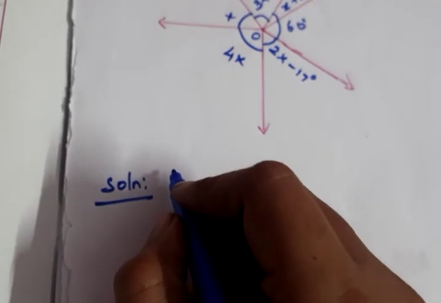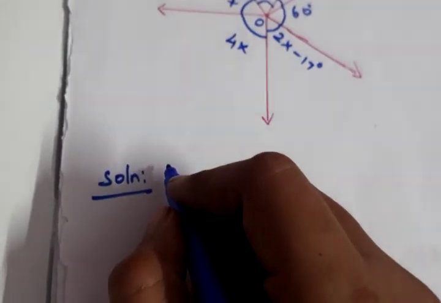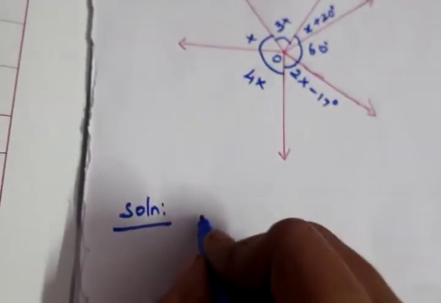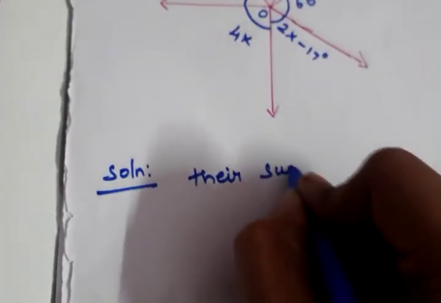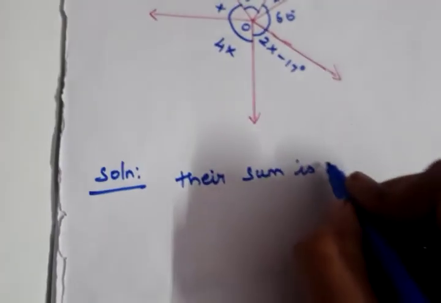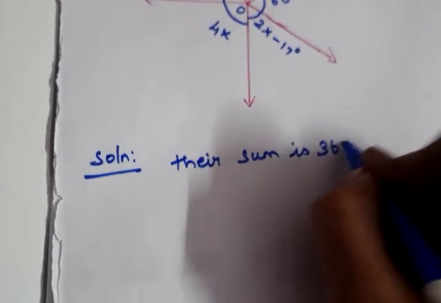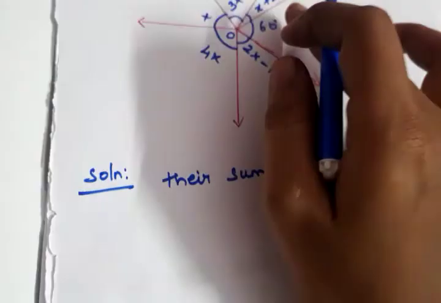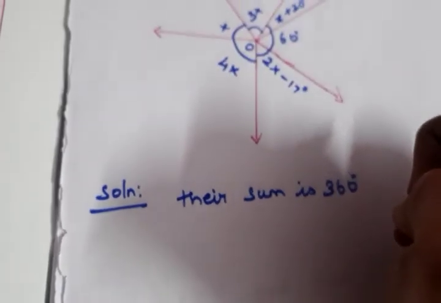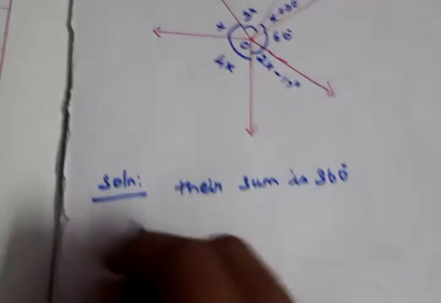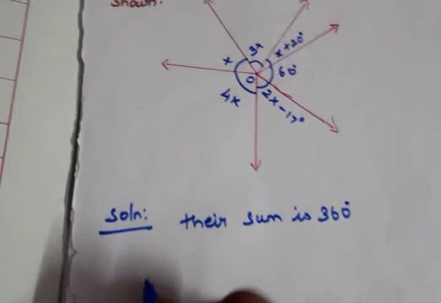Six angles are formed around a point. Their sum is 360 degrees. So all the angles are added, and we get a value of 360 degrees. The sum of the angles around the point is 360 degrees. So add all the angles.